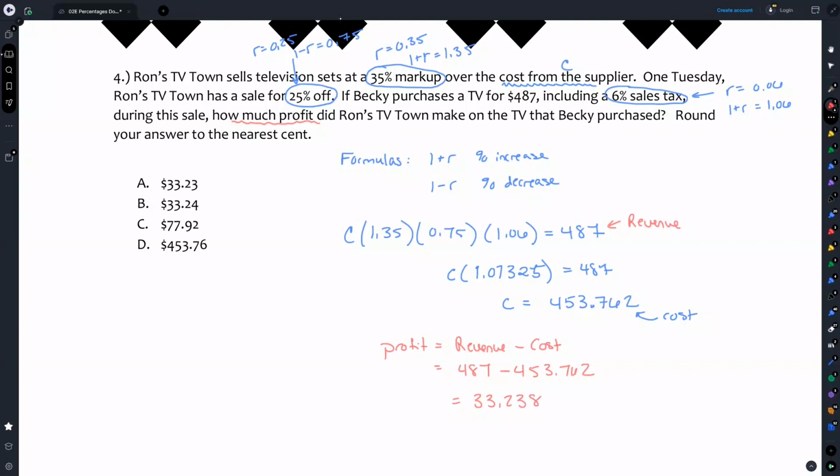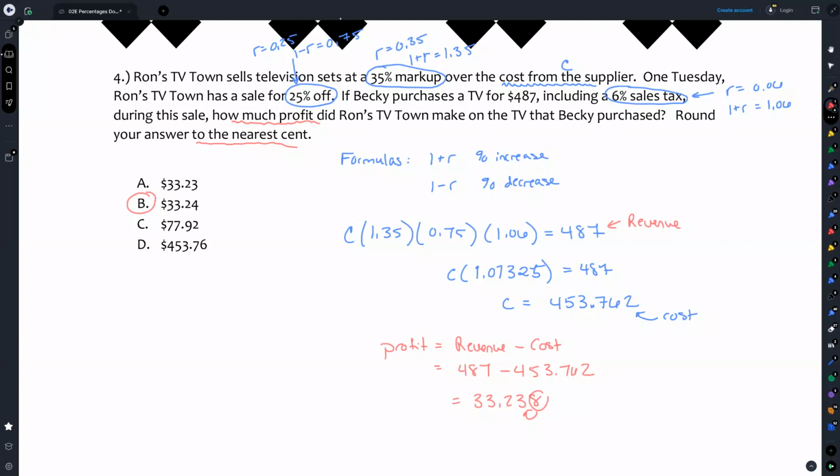There's the profit. Now just be careful with your rounding. It says round to the nearest cent. So that's 23 cents, but this 8 means we're going to round it up to 24 cents. B is going to be the correct answer.